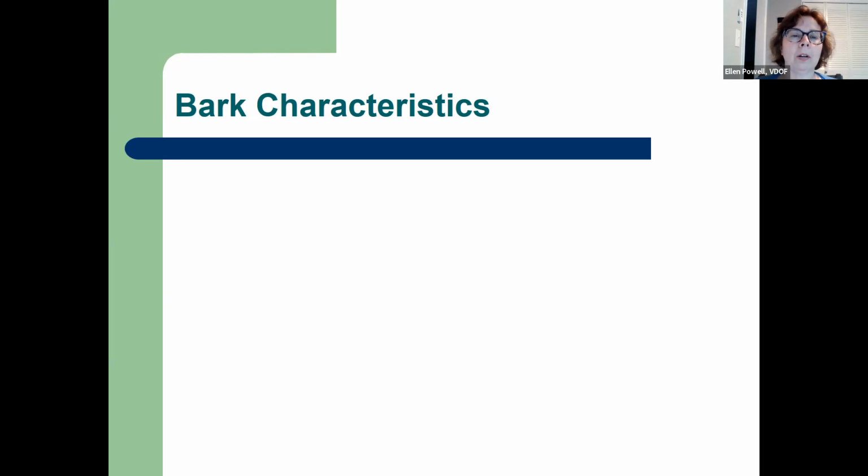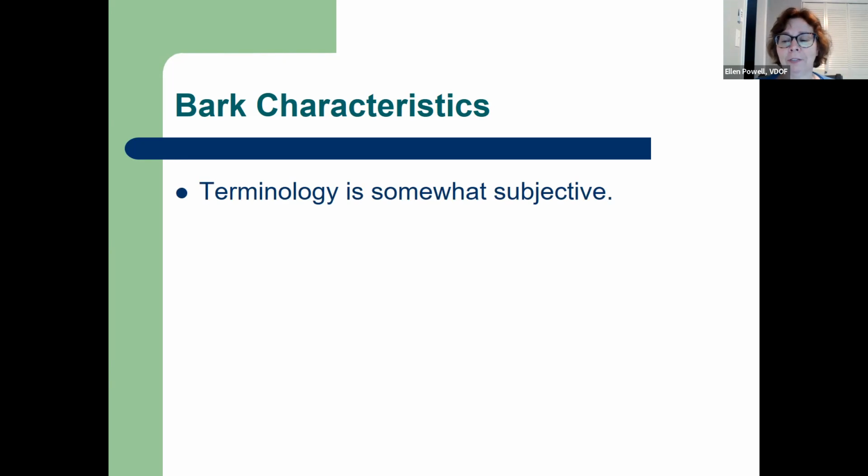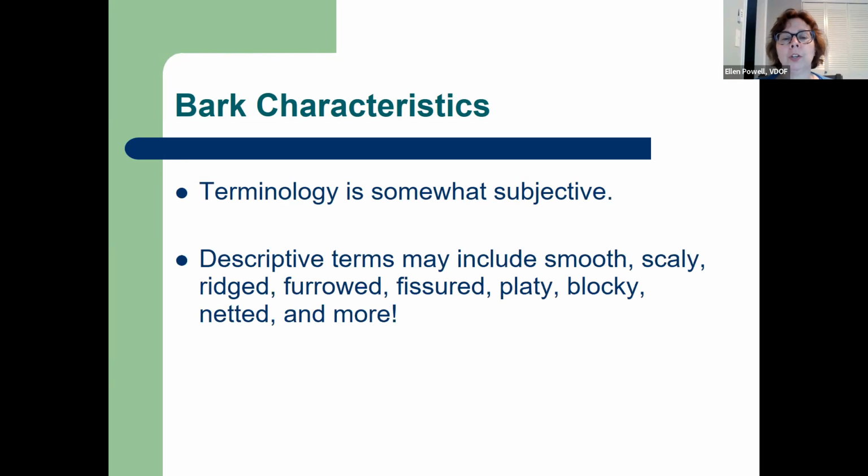Okay, so we're going to quickly go into bark. We're not going to spend a lot of time on it. We're going to mostly look at leaves tonight. But bark characteristics, the terminology is subjective. I tell everybody that I do classes for that you come up with your descriptive terms that work for you. So they're kind of non-technical: smooth, scaly, ridged, furrowed, fissured, platy, blocky, netted. All of those are descriptive words, and what looks one way to you might not look the same to another. So I just tell people, when you learn a tree, look at that bark and decide what it looks like to you. You can read what the field guide says, but if you like fissured better than furrowed, or if you like ridged, or something like that, then you use that word to help you remember that bark.